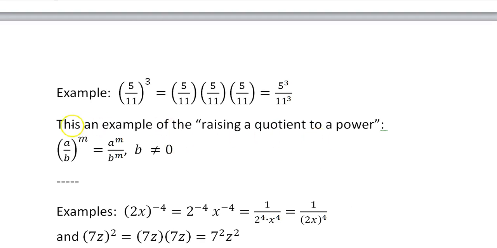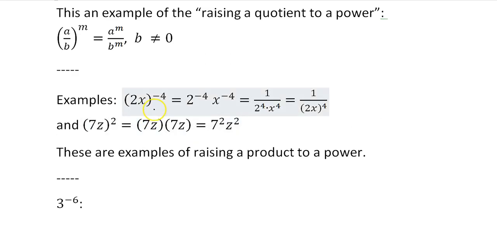So if I have a over b to the m power, it's the same as saying a to the m over b to the m. And again, b can't equal 0 because then we'd be dividing by 0 and we're not allowed to do that.